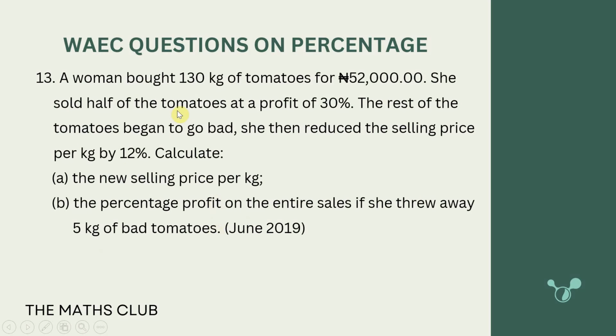Great. Next question says that a woman bought 130 kg of tomatoes for 52,000 naira. She sold half of the tomatoes at a profit of 30%. The rest of the tomatoes began to go bad. She then reduced the selling price per kg by 12%. Calculate the new selling price per kg and then the percentage profit on the entire sales if she threw away 5 kg of bad tomatoes. I want you to pause the video and try out this question yourself.